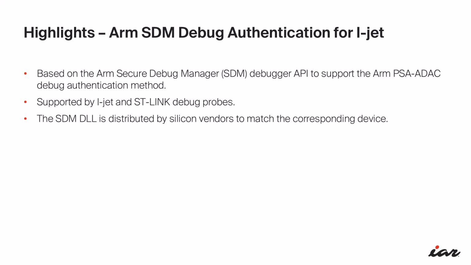Next up is the Arm SDM debug authentication for I-jet. This is a security feature. Many devices today provide cryptographic mechanisms to unlock and lock devices so that you can't debug unless you have the right keys and certificates in place.